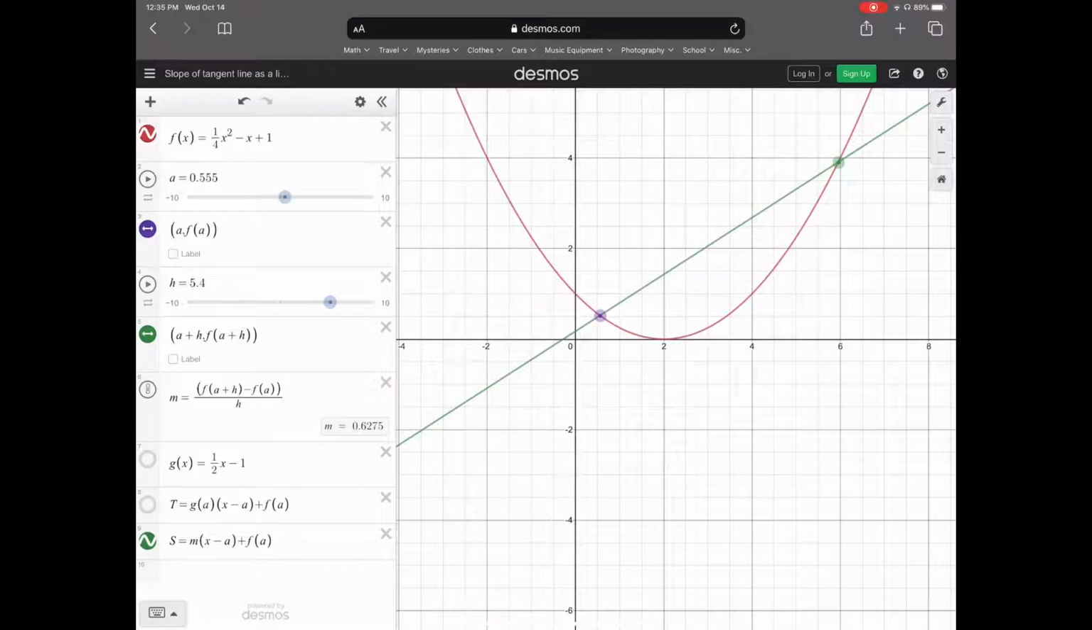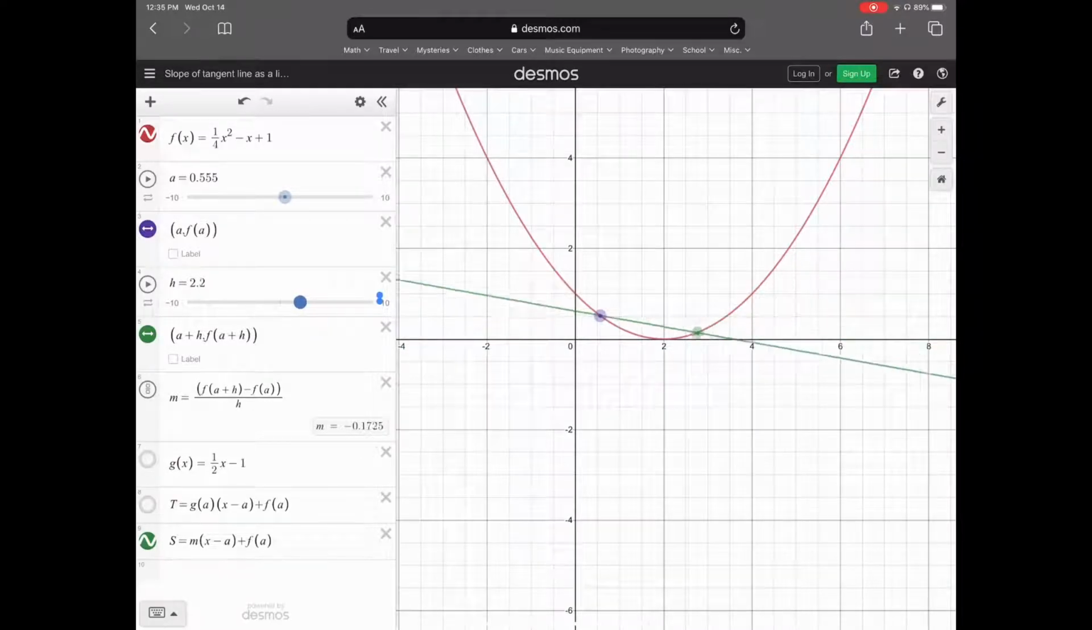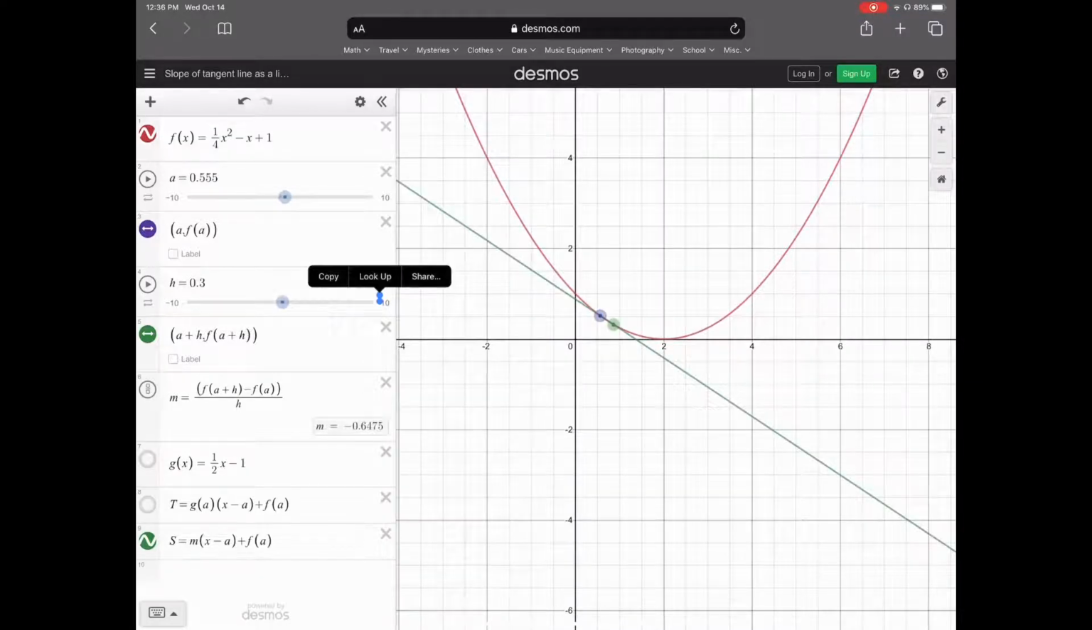As I bring those 2 points closer together, meaning as h becomes closer to 0, I'm going to slide this slider for h. You can see in the left column that number shrinking, 2.8, 2.5, and eventually I get this to 0. And you'll notice that my line sort of goes away at 0. There's a reason for that. h is 0 in that case.